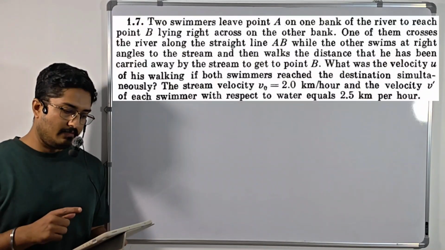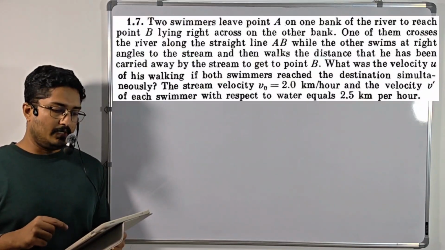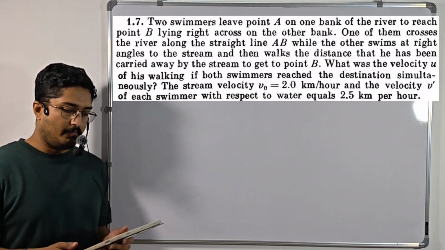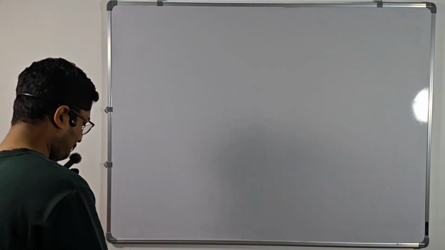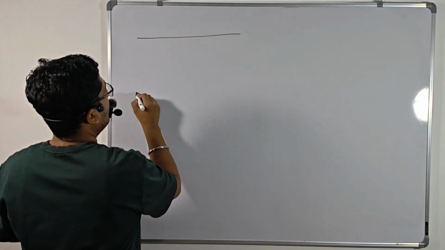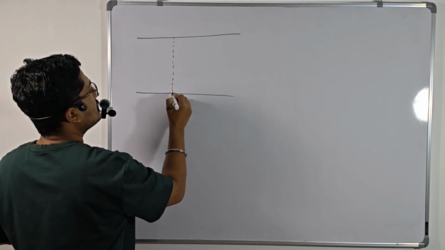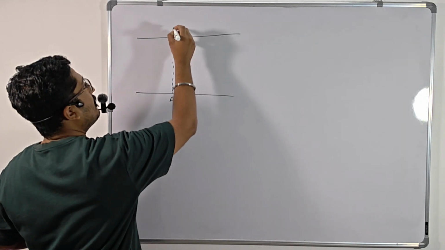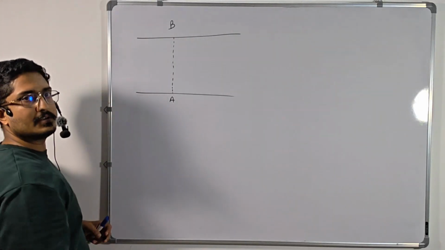The stream velocity is given as 2 kilometers per hour, and the velocity v dash of each of the swimmers with respect to water is given as 2.5 kilometers per hour. So let us first draw a diagram for this case. There is a river like this, and 2 points. The swimmers are starting their journey from point A, and the exactly opposite point is B. Both the swimmers' final destination is to reach that B.